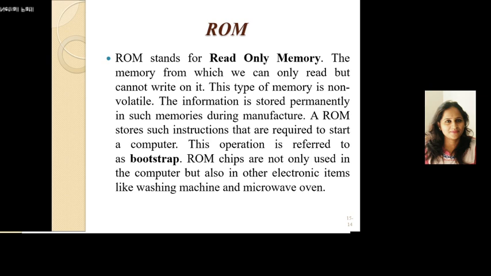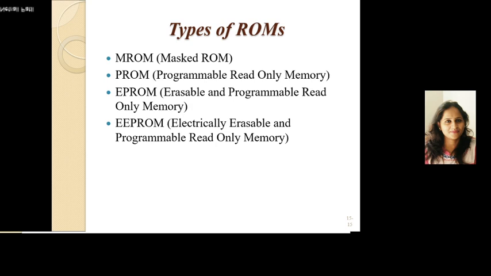Now the second one is ROM. ROM means read only memory. The memory from which we can only read but cannot write on it. This type of memory is non-volatile. The information is stored permanently in such memories during manufacture. ROM is also known as firmware, an integrated circuit programmed with specific data when it is manufactured. Types of ROMs: MROM, second one is PROM, then EPROM and EEPROM.